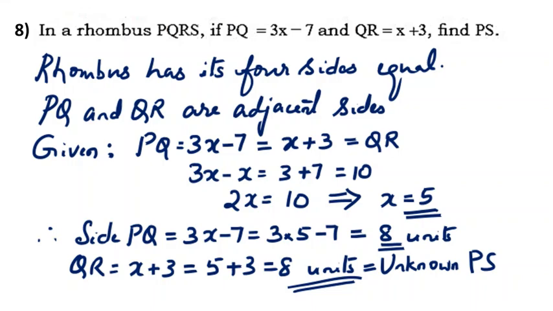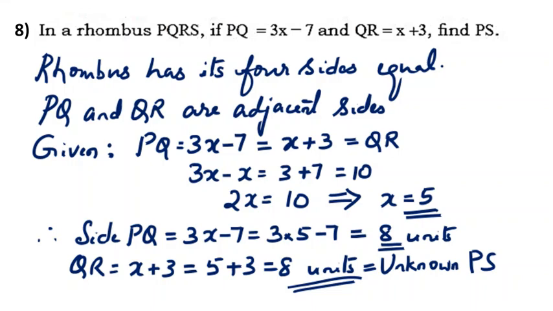3x minus 7 and x plus 3, when equated, what do you get? You have to transpose terms. 3x minus x is 3 plus 7. From minus 7, LHS, 7 goes to RHS and becomes plus 7. We have studied that, transposing. From RHS, x comes to LHS and becomes minus x. So 2x is equal to 10. x is equal to 5.